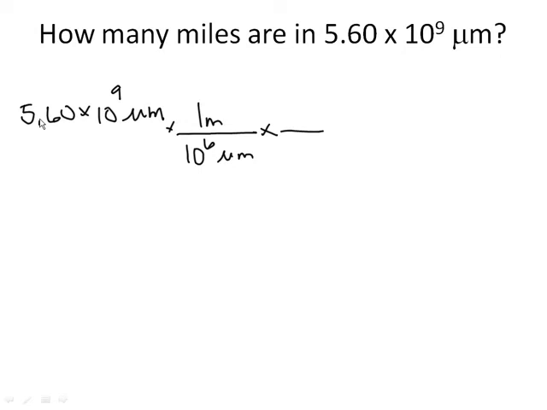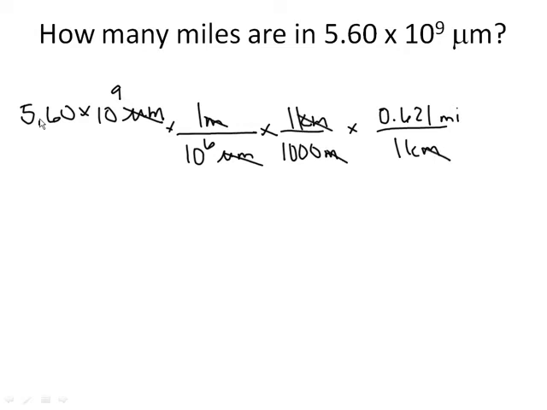Well, hopefully what you're picking up on is kilometer and micrometer are both in the metric system. So I should be able to get to them. So I've got meters here, which means if I could get to kilometers, and there's 1,000 meters in 1 kilometer, then I'll be able to get to miles. So putting in my last fraction for miles, 0.621 miles equals 1 kilometer. So units to cancel, micrometers go away, meters go away, kilometers go away, and I'm left with miles, which is what I wanted.